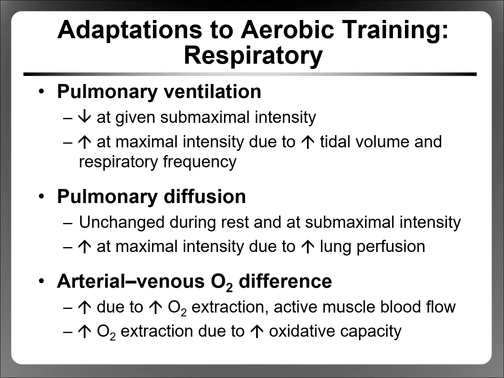In terms of pulmonary diffusion, we don't see a lot of changes at rest and submaximal intensity, but we do see big increases at a maximal intensity because our lungs can perfuse oxygen much more efficiently. And then circling back to that AVO2 difference, we are going to typically see a difference because oxygen is extracted much more efficiently to the active muscles requiring blood flow. And this is because we are, in general, increasing our oxidative capacity.